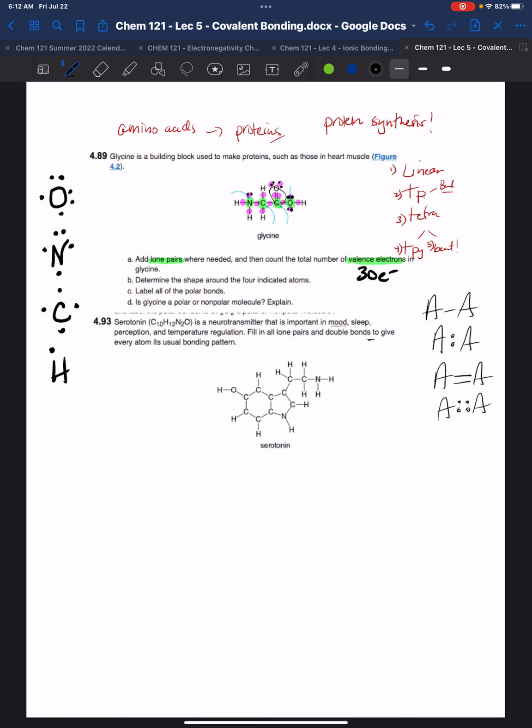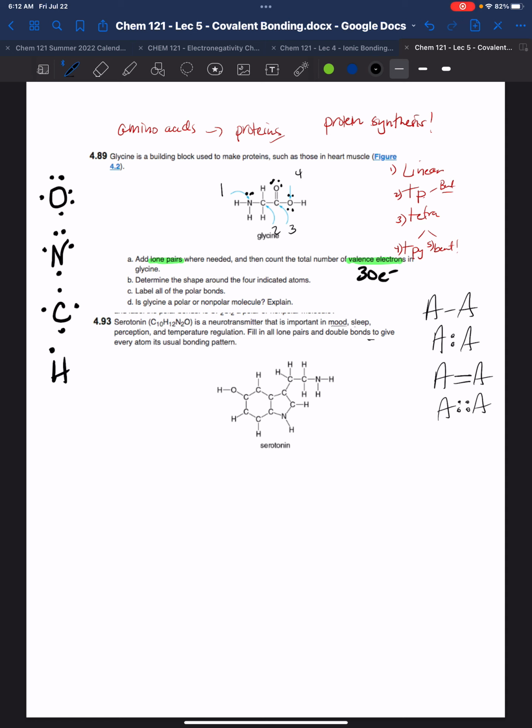Okay, big work here. It says determine the shape around the four indicated atoms. So I'm going to erase this work so that we can see this better. We do want to put those lone pairs back in there, though. So I'm going to put in the lone pairs, bigger this time. Lone pairs, lone pairs, lone pairs. Okay, so let's label these 1, 2, 3, and 4.